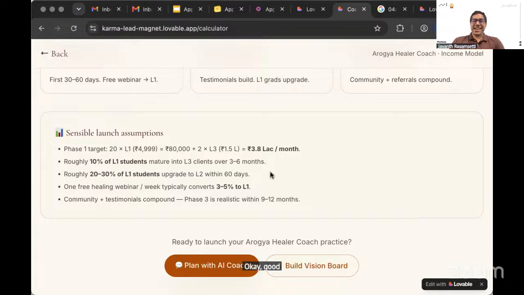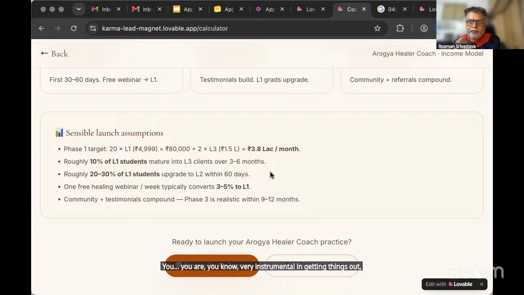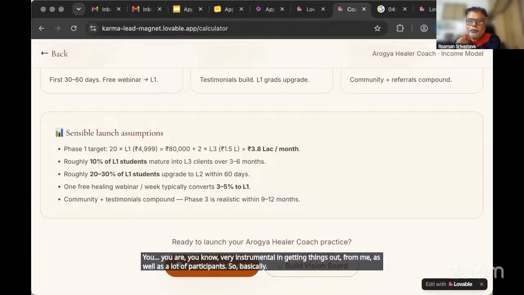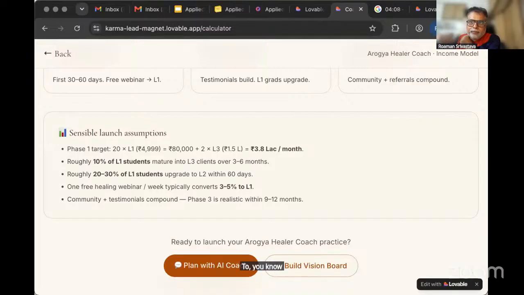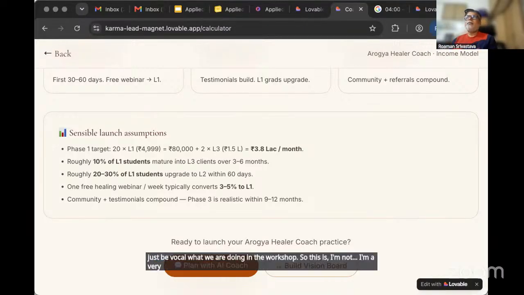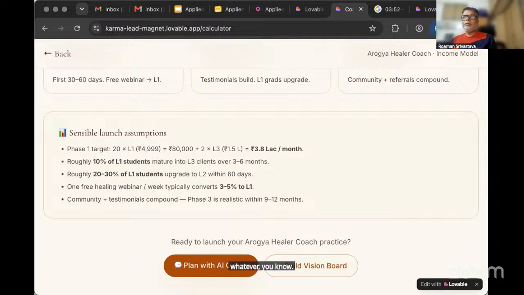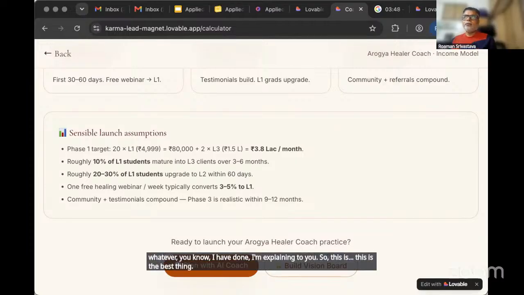Very good. And what are the things you loved in the last 3 days that you're taking action and commitment on? Definitely, sir, you are very instrumental in getting things out from me, as well as a lot of participants. The credit goes to you, the way you are teaching and interacting with us. It gives a lot of impetus to be vocal about what we are doing in the workshop. I'm a very shy person, but every time you ask me to come on camera, I explain whatever I have done. This is the best thing. It's just because of you, sir. Thank you so much.